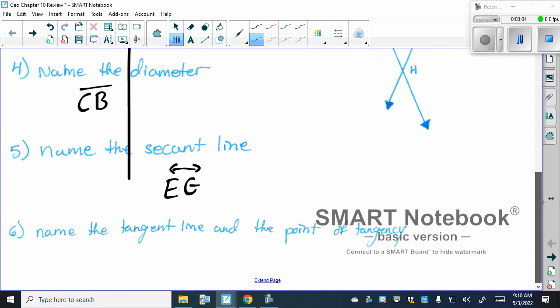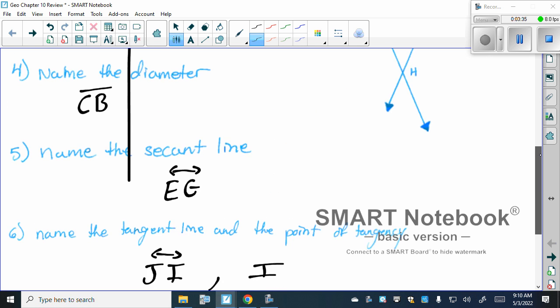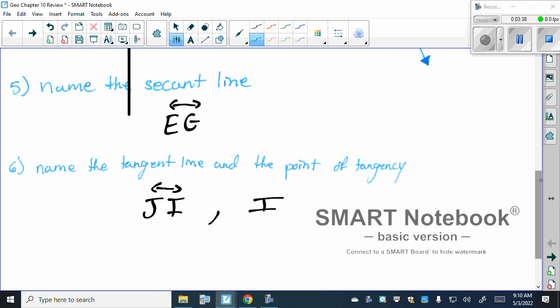And our tangent intersects the circle at only 1 point. So we can say JI or JH or HI, any one that names that line that's intersecting the circle at 1 point. And the point of tangency is the point at which it intersects it, which is point I. I would be the point of tangency, and JI, HI, IH, JH, any of those that name that line work. Secant line intersects the circle at 2 points. Tangent is 1 point. Any questions on 1 through 6?